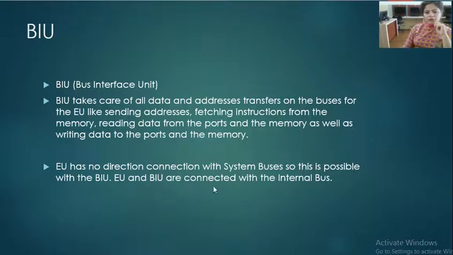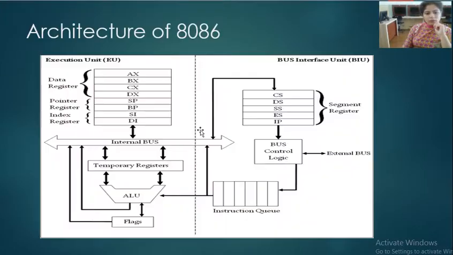EU and BIU are connected with the internal bus. You can check that, this is the internal bus. So EU does not interact with any of the input output ports. These two units are connected with the internal bus, and EU gets the data through the internal bus, and EU also transfers the results to the internal bus.